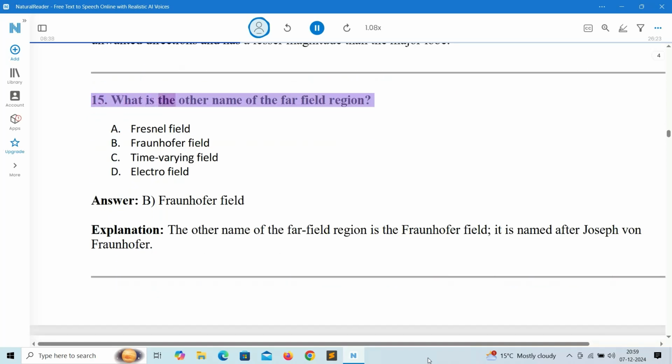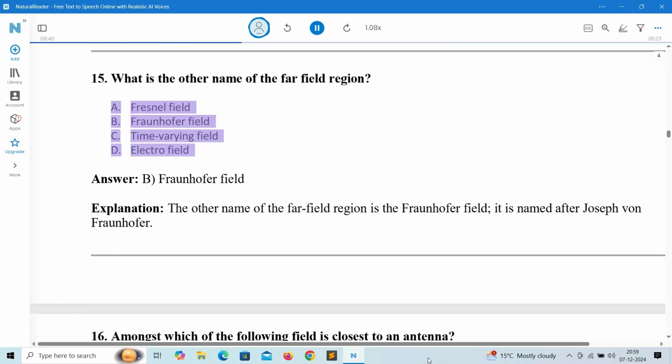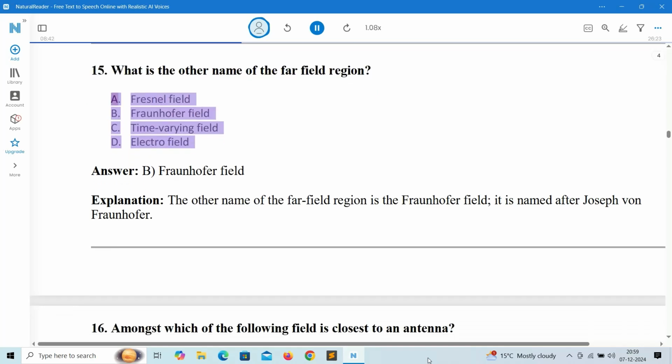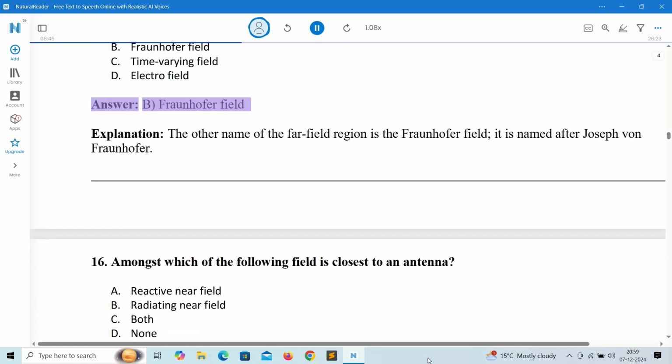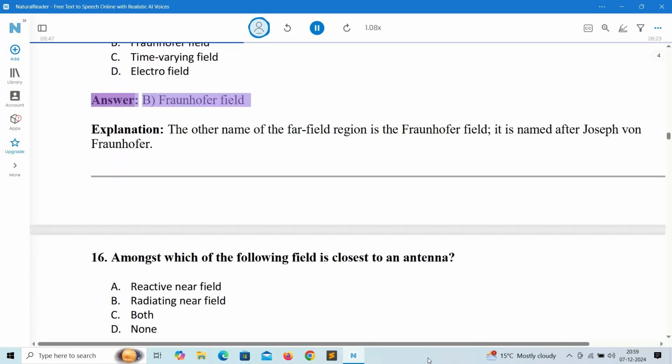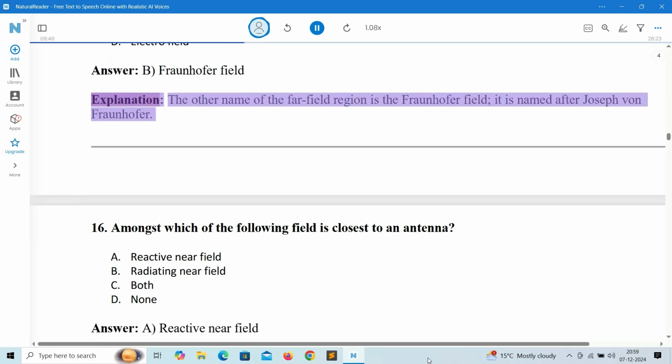15. What is the other name of the far field region? A. Fresnel field. B. Fraunhofer field. C. Time-varying field. D. Electrofield. Answer: B. Fraunhofer field. Explanation: the other name of the far-field region is the Fraunhofer field. It is named after Joseph von Fraunhofer.